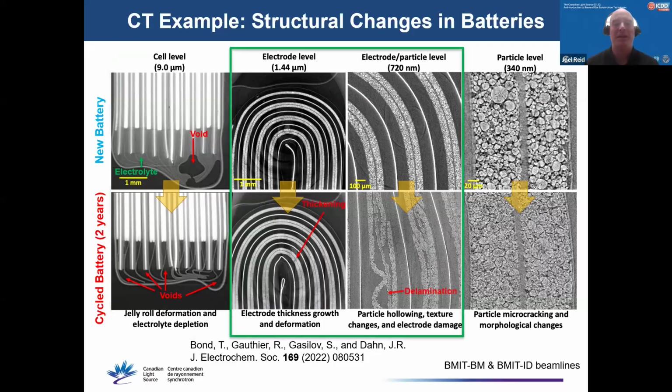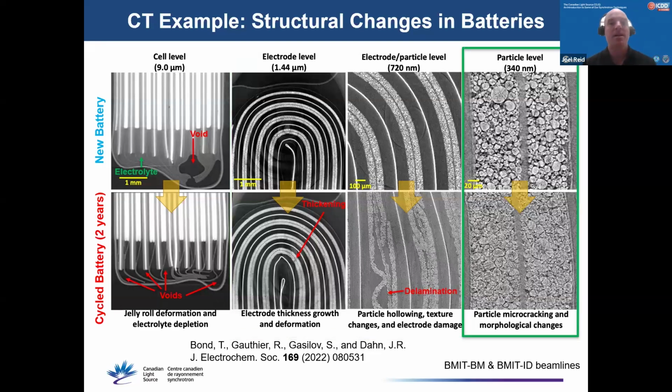If we zoom in a little bit, the two middle columns illustrate the damage that cycling causes at the electrode level, like thickening of the electrode layers and formation of voids or delamination of electrode layers. On the far right, even higher resolution measurements illustrate differences in particle morphology and microcracking of individual particles within the electrode layers after cycling. A lot of the particles in the cycled battery at the bottom right look crushed or pulverized from the continuous expansion and contraction that happens during cycling.